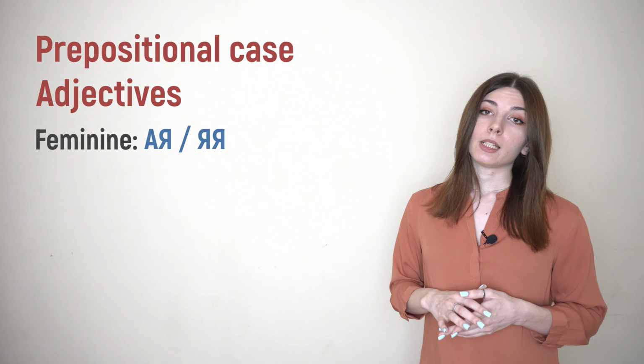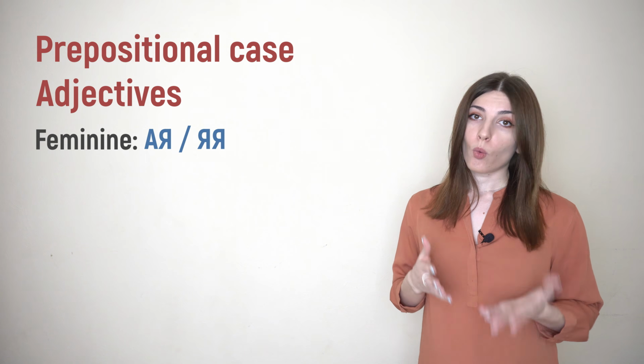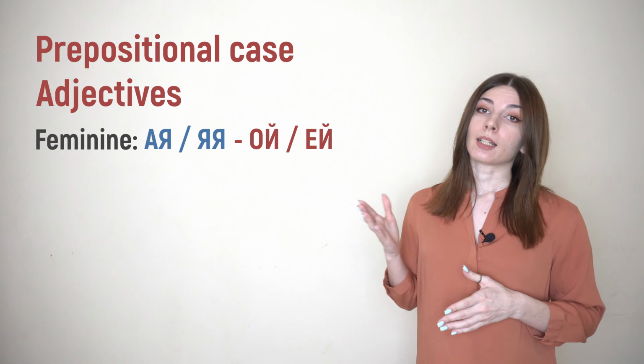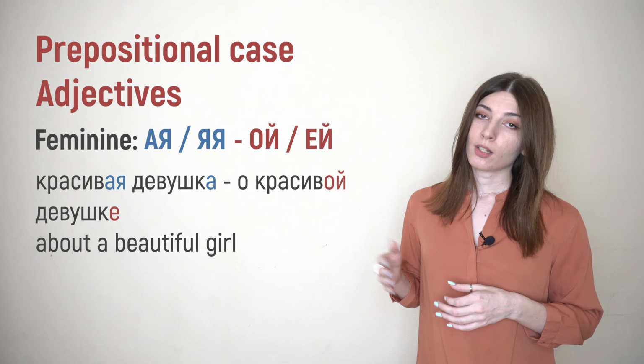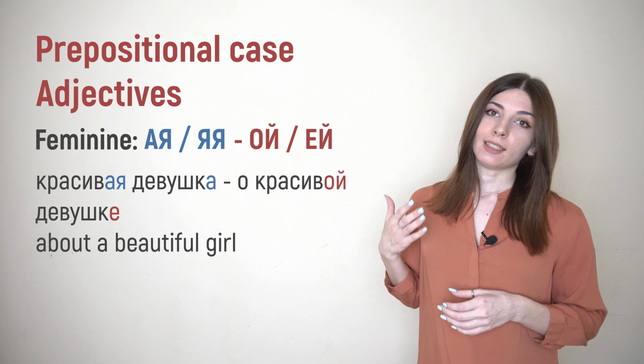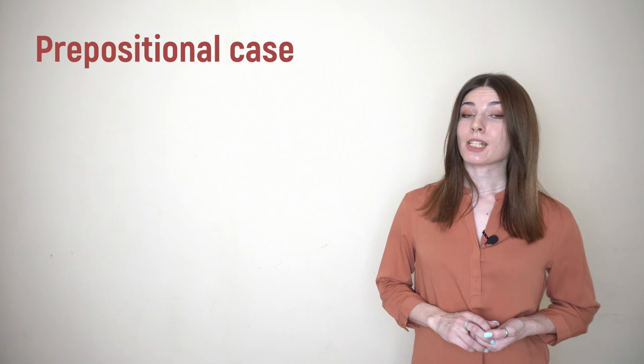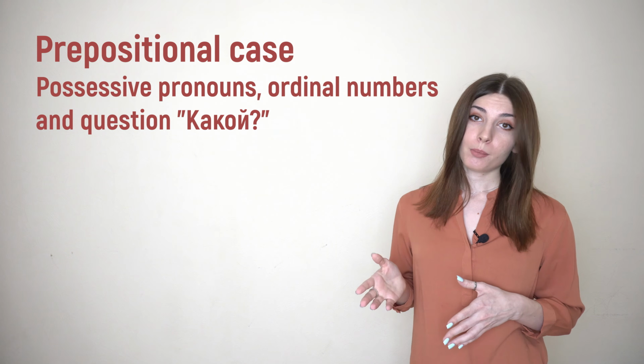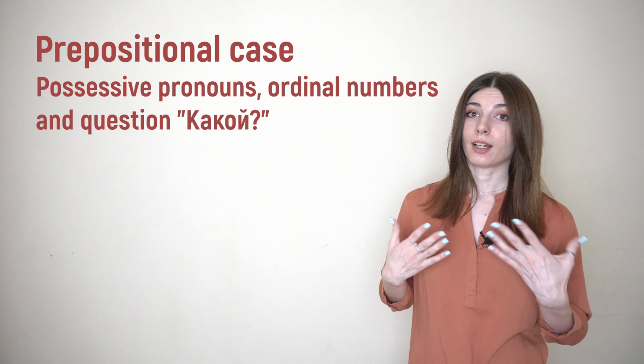For feminine, it will be the ending ой or ей. So it can be красивая девушка, о красивой девушке. Same endings will take possessive pronouns, ordinal numbers, and question какой.